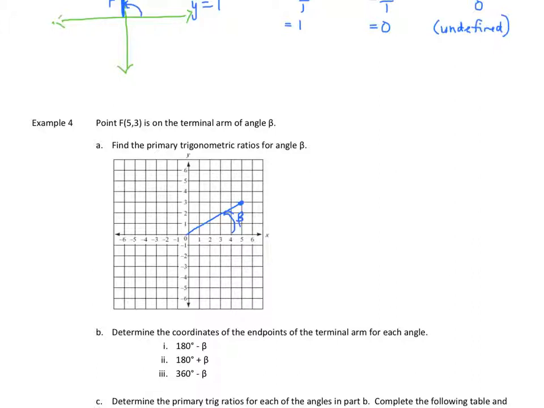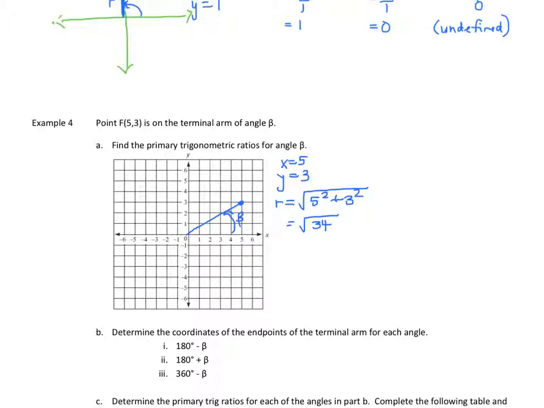All right, so we know that x is 5, y is 3, and we can use our formula to find the length of r. So r will be equal to the square root of 5 squared plus 3 squared. r is equal to the square root of 34. And we will leave that in exact form rather than changing it to a decimal value.